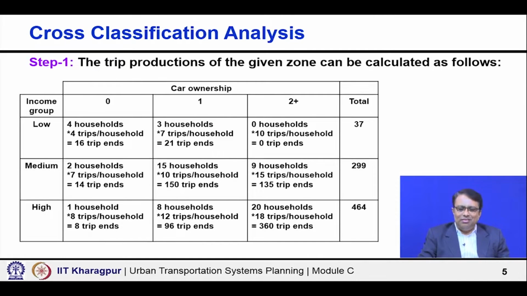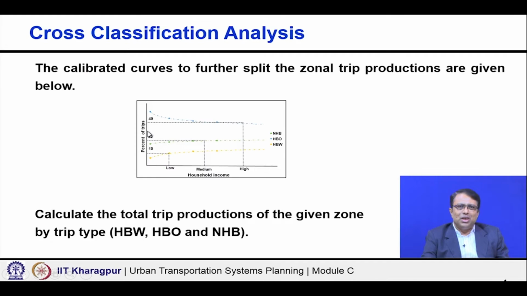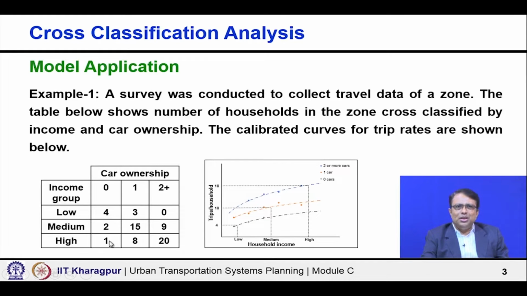When we look at the solution, we have created those cells again. We had 9 cells: 3 income groups and 3 car ownership levels. In each case, 2 inputs are required. One is how many households there are in that category, and two, what is the trip rate for that category of household. If you go to the earlier slide, we know that 4, 3, 0, 2, 15, 9, 1, 8, 20 are the respective numbers of households in zone 1 under different categories.